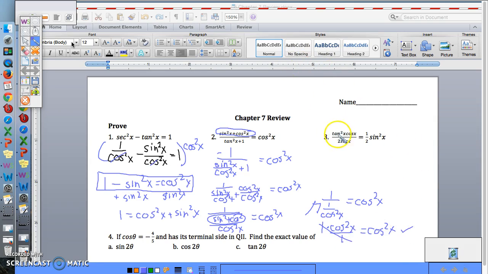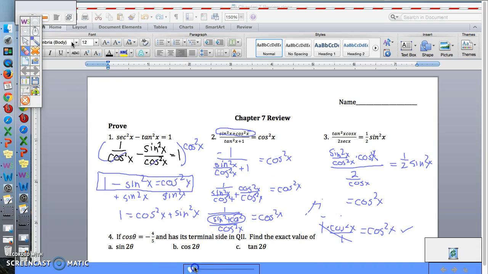And then this last one, tangent. Well, tangent squared, sine squared of x over cosine squared of x, times the cosine of x, not squared, just the cosine of x, divided by 2 over the cosine of x, equals 1/2 sine squared of x. Well, let's erase this here.